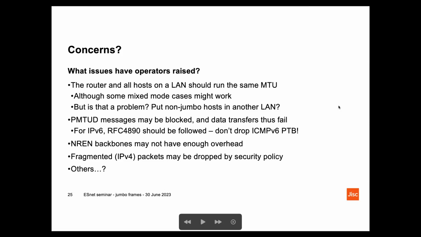There's the question as to whether the NREN backbones have enough overhead in the MTUs they support to actually do this. It would be interesting maybe to do some testing to try and figure that out, and whether it's the case, and how often fragmented V4 packets might be dropped. We've seen examples of people raising this in meetings in the UK. In one of the HPC SIG meetings we had, there were people citing examples of this, and maybe there's other concerns as well. Maybe we can discuss that very shortly.